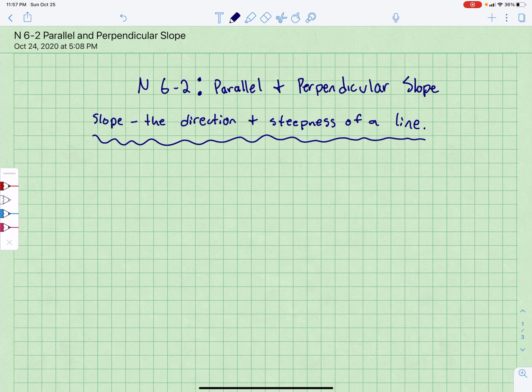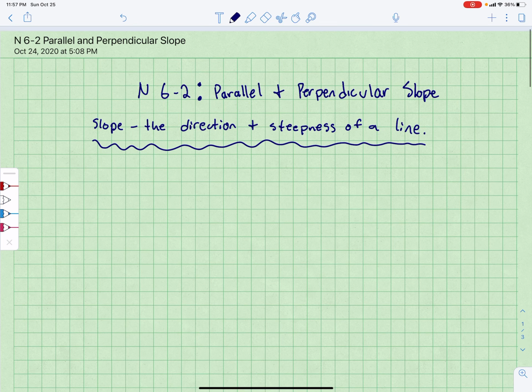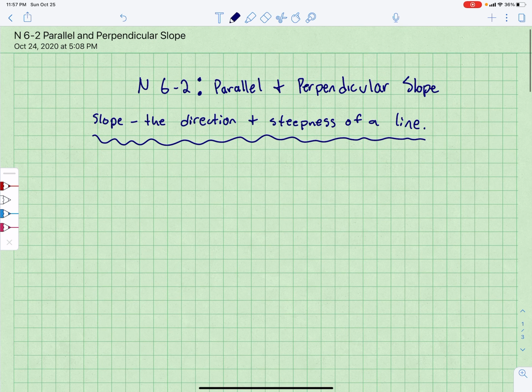All right, today we're going to talk about topic 6-2, which is parallel and perpendicular slope. In the first section, we talked about what slope is, and it's this definition again. Slope is the direction and steepness of a line. And there's two important distinctions when we're talking about slope when we have multiple lines. The first thing are parallel lines.